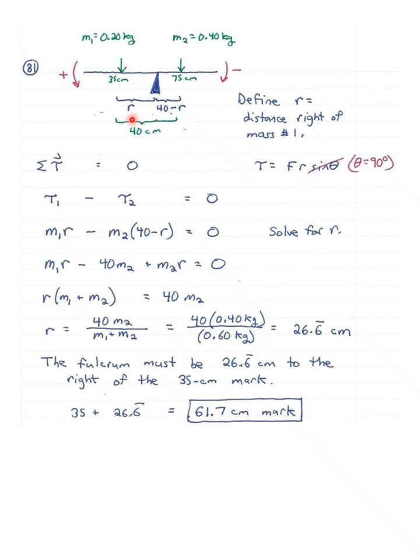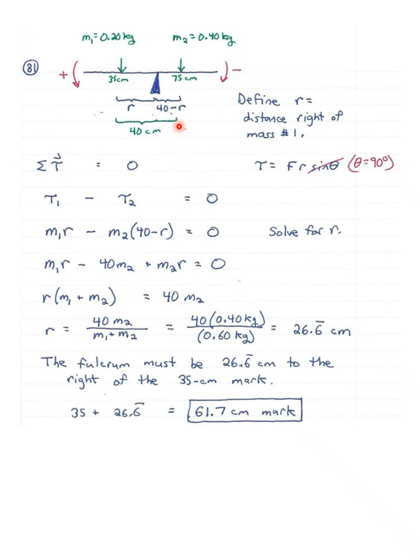And let's draw the picture, and we're going to define R as the distance that the fulcrum is to the right of mass number 1. And if there's 40 centimeters between mass 1 and mass 2, and we know that because the one's at the 35, the other's at the 75, there's a 40 centimeter difference. What that means is that the fulcrum is 40 minus R away from the 75 centimeter mark. Those become the lever arms. So the one on the left has a lever arm of R. The one on the right has a lever arm of 40 minus R.